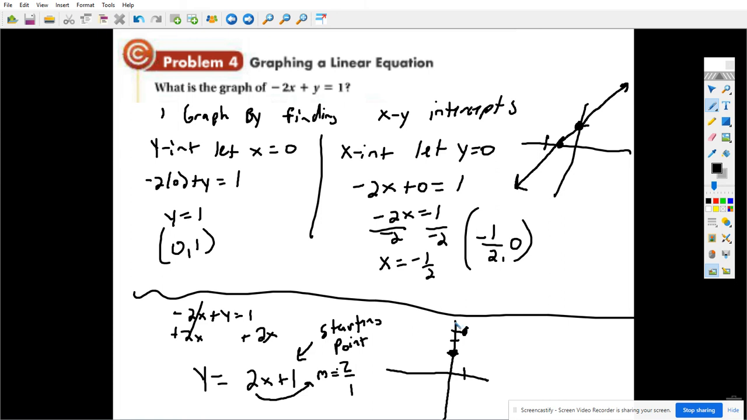There's the next point on the line. I'm going to go up 2, right 1. There's the next point on my line. I connect the dots. There's the graph. So you should be able to graph either way, slope-intercept form or finding intercepts.